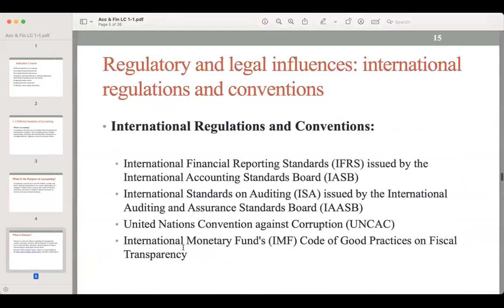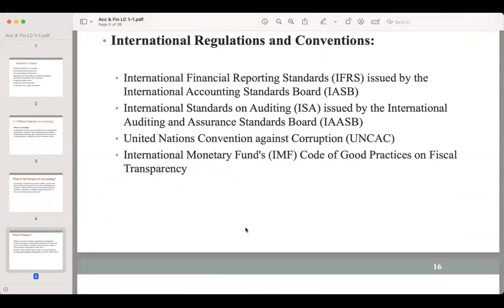Regulatory and legal influences, international regulations and conventions. There are International Financial Reporting Standards issued by the International Accounting Standards Board, then International Standards on Auditing issued by the International Auditing and Assurance Standards Board, then the United Nations Convention Against Corruption, and the International Monetary Fund, IMF, Code of Good Practices on Fiscal Transparency.